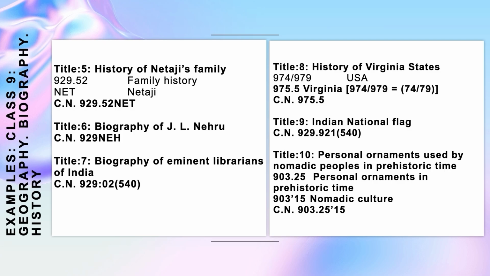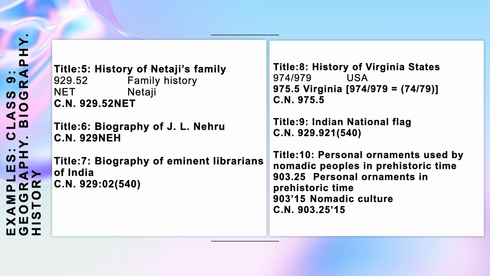Then title 9, that is Indian national flag. So you see the class number 929.921, that is the national flag, and we will put the class number of India from the place auxiliary within parenthesis 540. So the final class number will be 929.921 within parenthesis 540.